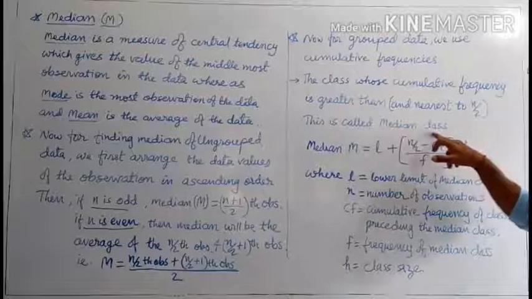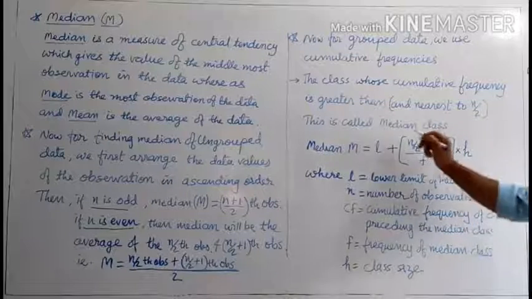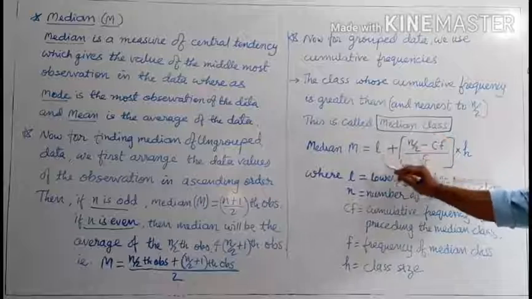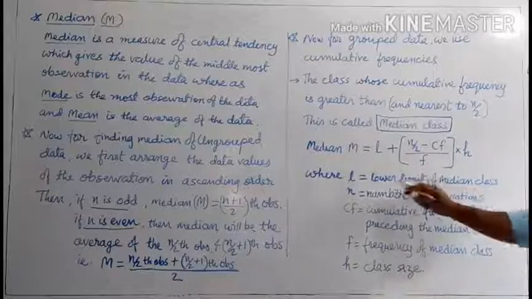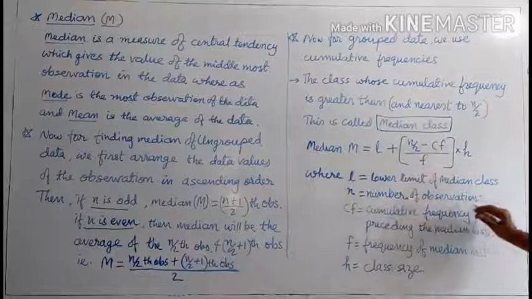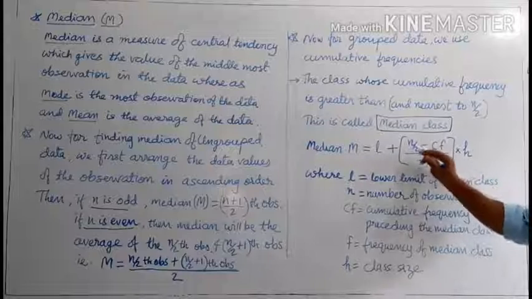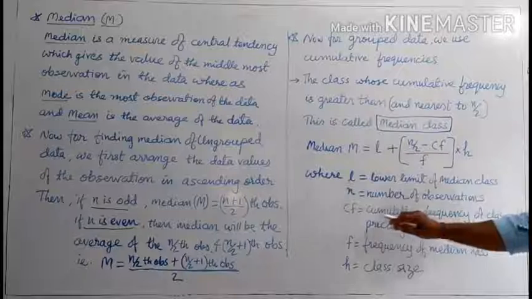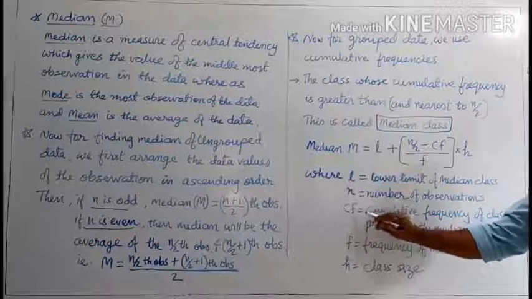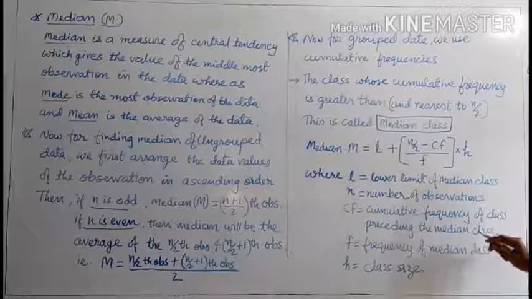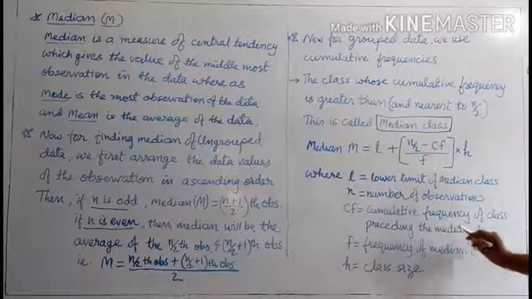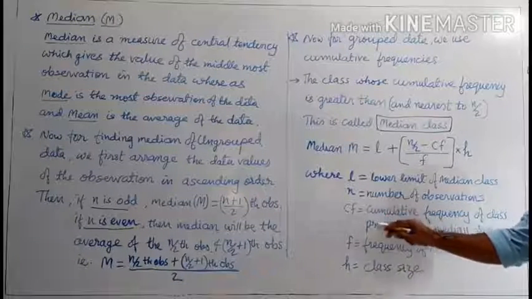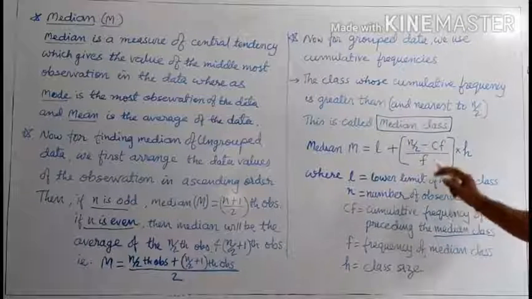Whatever median class we find, the lower limit of that median class is called L. Then n, what is n? Number of observations, so we come to know n by 2. Then CF, that is the cumulative frequency of the class. Which class? The class preceding the median class. That is called CF.